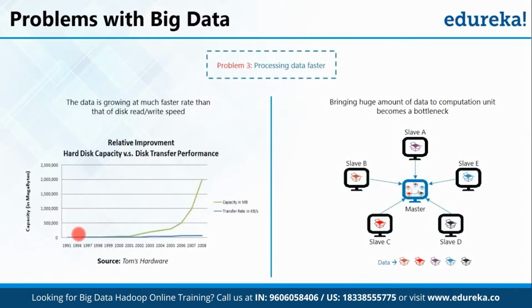So over here you can notice that the hard disk capacity is increasing, but the disk transfer performance or speed is not increasing at that rate. Let me explain this with an example. If you have only a 100 Mbps input output channel and you are processing, say, 1 terabyte of data, how much time will it take? Maybe calculate, it'll be somewhere around 2.91 hours, right?